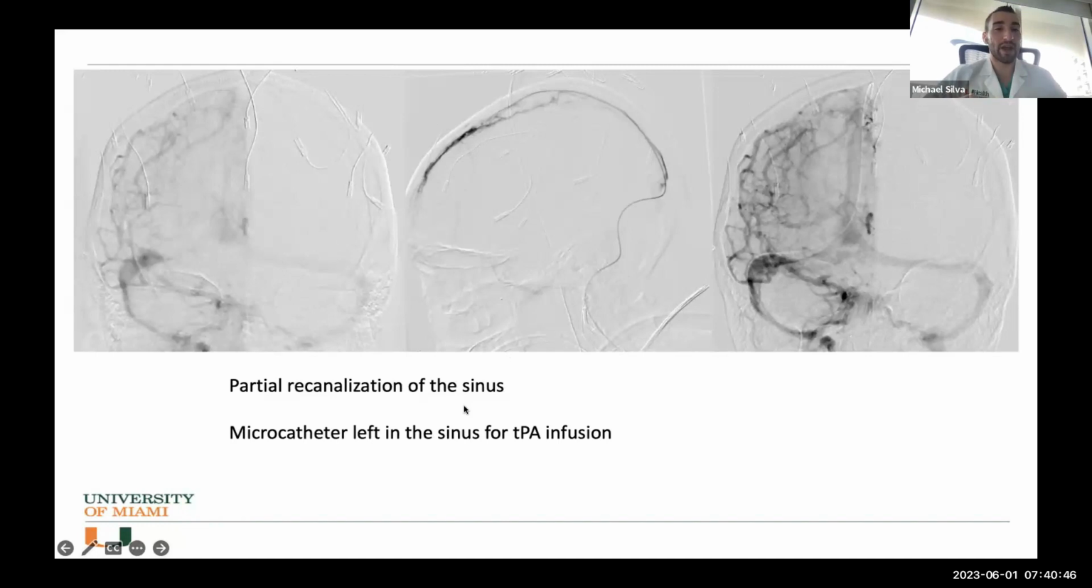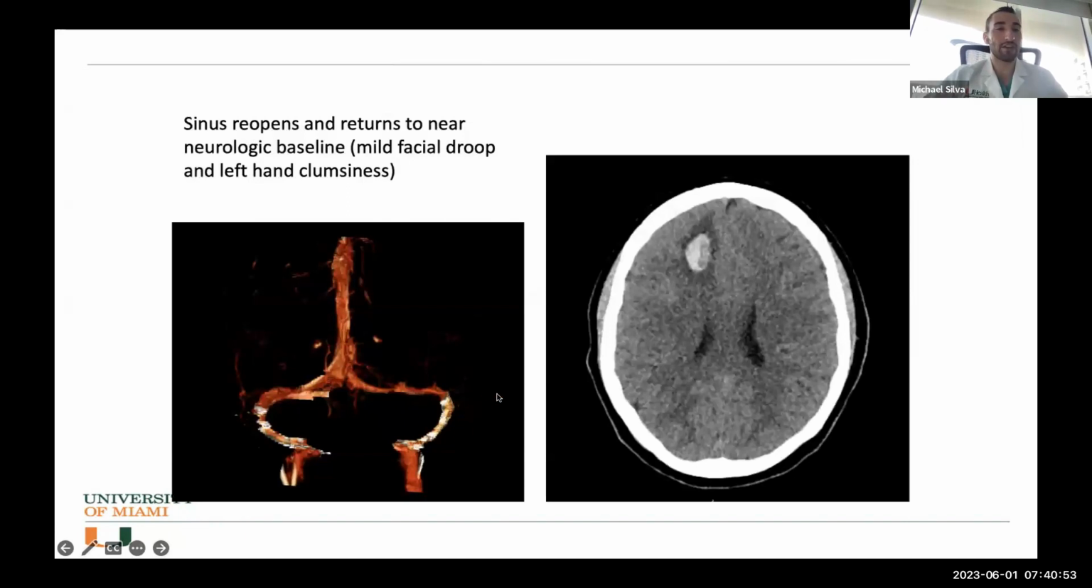And we often leave a microcatheter in the sinus to infuse TPA. Like I said, you don't need a perfect angiographic result. In this patient, the sinus reopened after the course of intravenous TPA through that microcatheter and the thrombectomy, and returned to nearly their neurologic baseline.